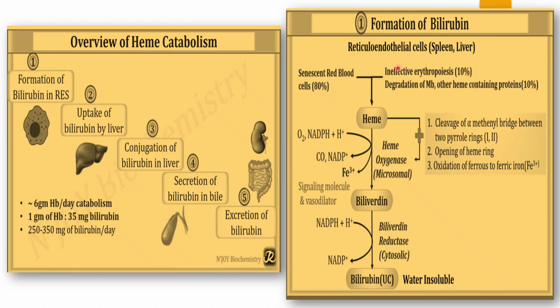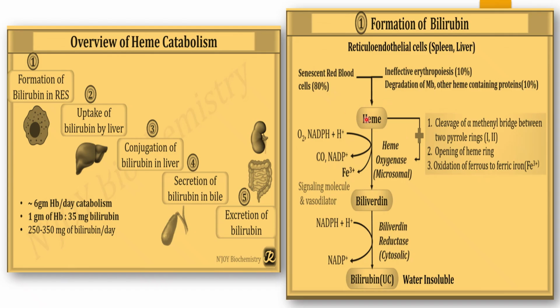Now move on to step 1, the formation of bilirubin, and how it happens. The reticuloendothelial cells present in the spleen, liver, and bone marrow are responsible for the mass destruction of heme. The source of heme is hemoglobin: senescent red blood cells, ineffective erythropoiesis products, and degradation of myoglobin and other heme-containing proteins. All of them contribute to the heme ring.